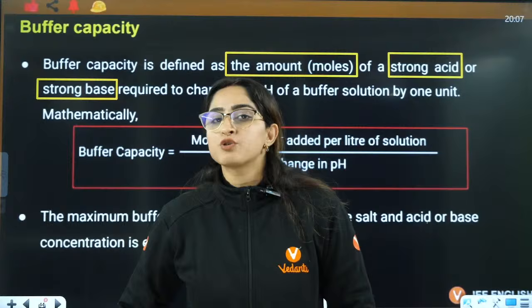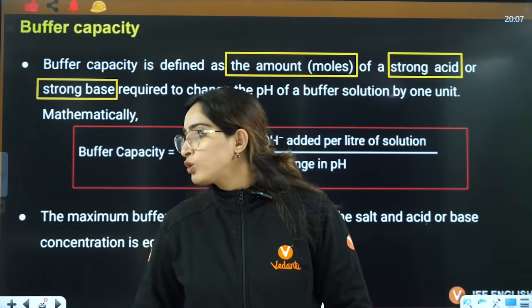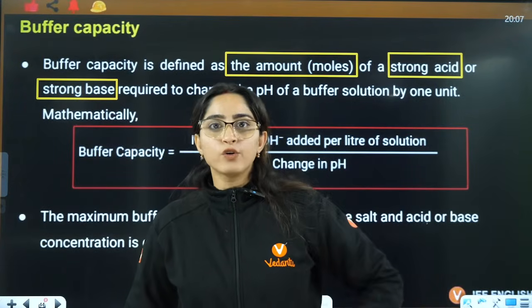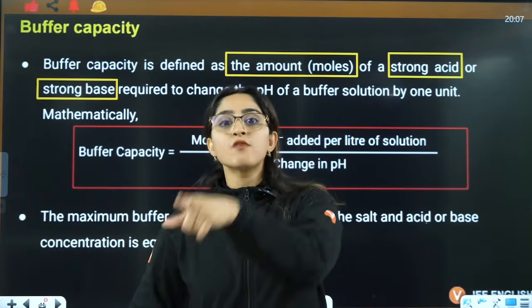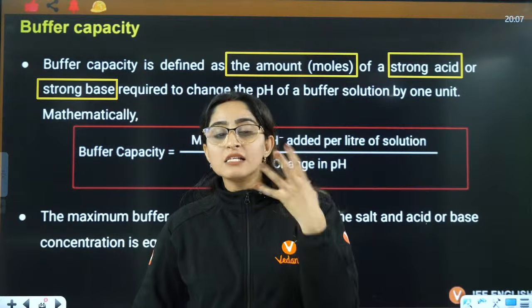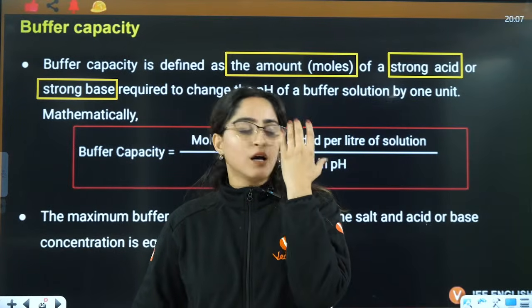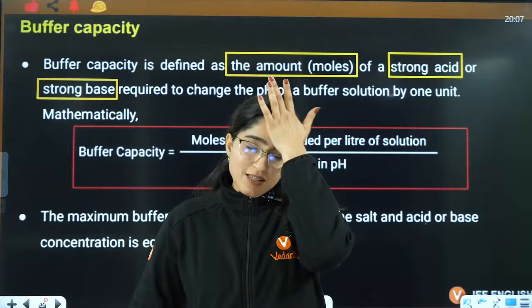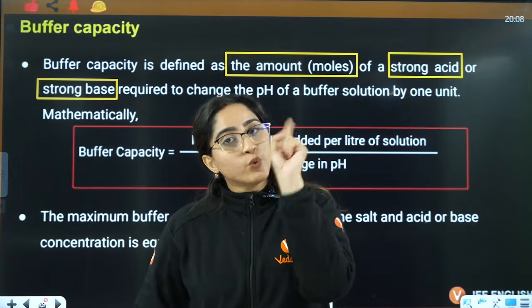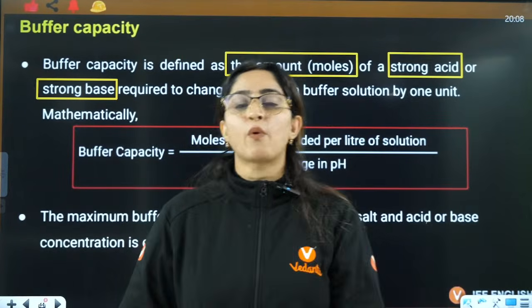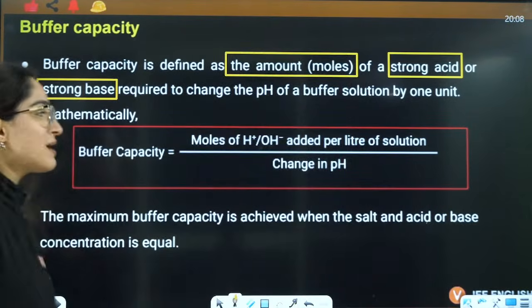The pH of a buffer solution is very stubborn. It's like, I don't want to change, I'll stay like this only. If you still want to change it, then what is the amount of acid or base that is required to change the pH by 1 unit? How much acid or base will be required? That is called buffer capacity.